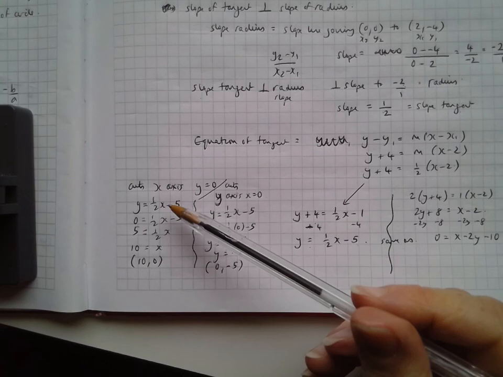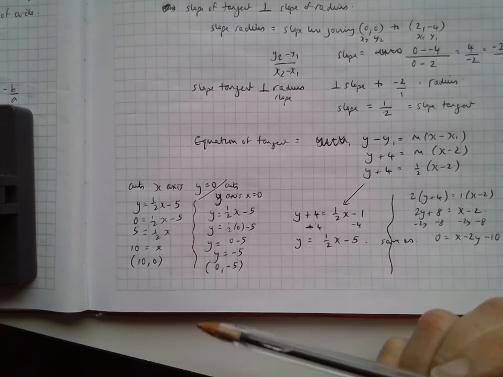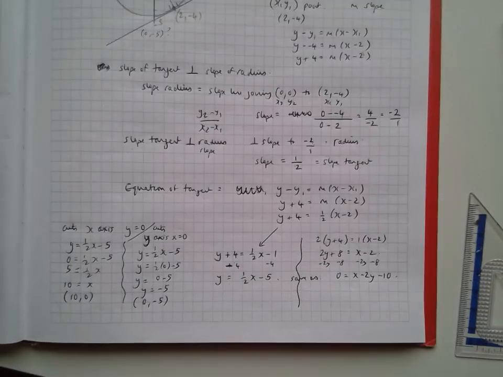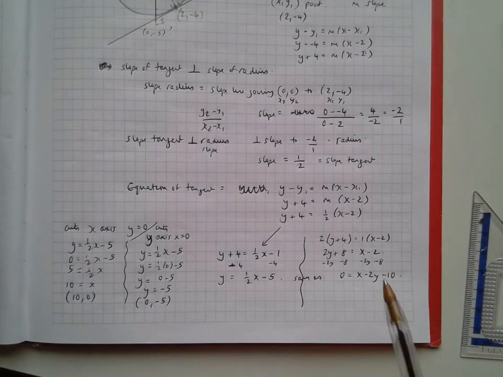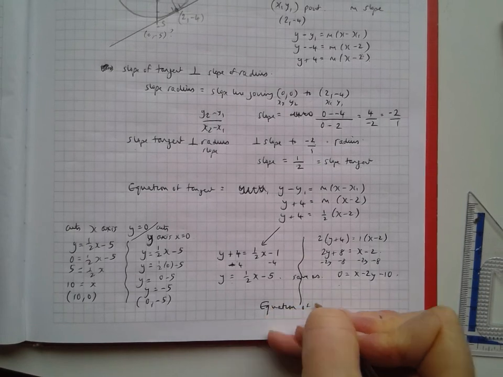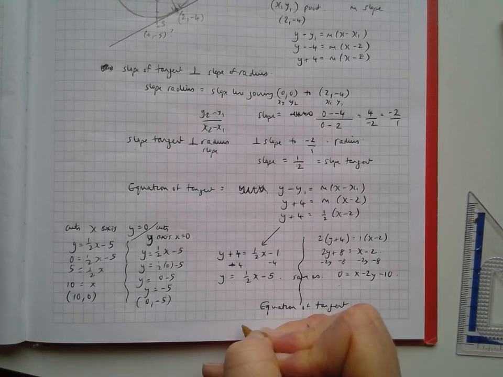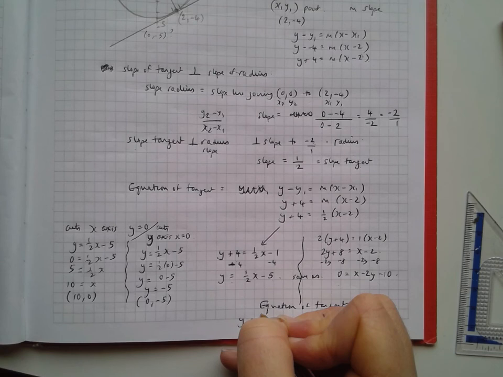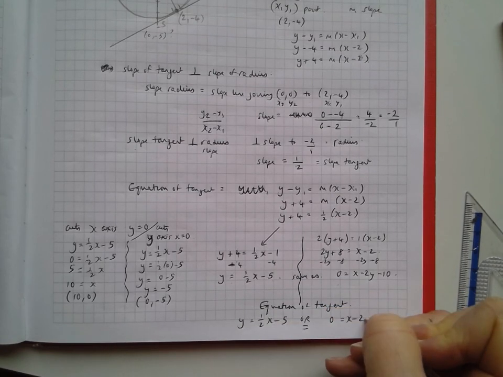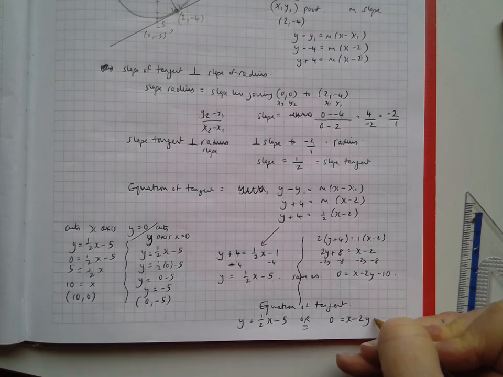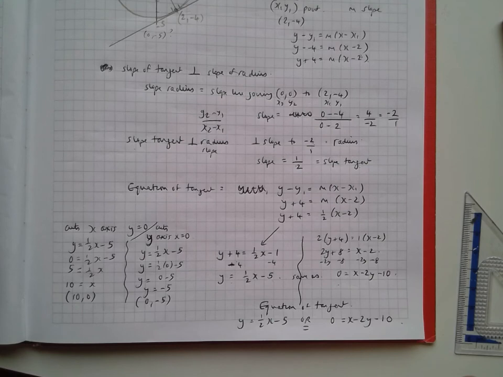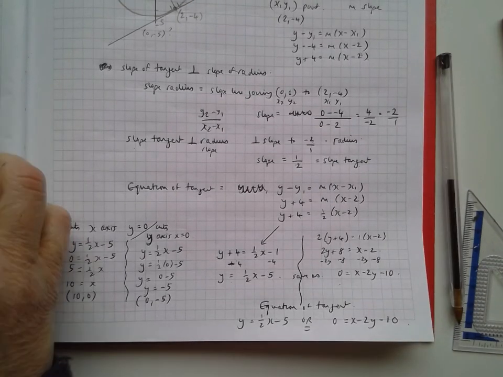But the main part of this question was to look at that example to find the equation of the tangent, which is in the form either y is equal to half x minus 5, or the same equation but in a different form, 0 is equal to x minus 2y minus 10. Okay, it's a tough one. Definitely a could know rather than a should know. Hopefully that helped.